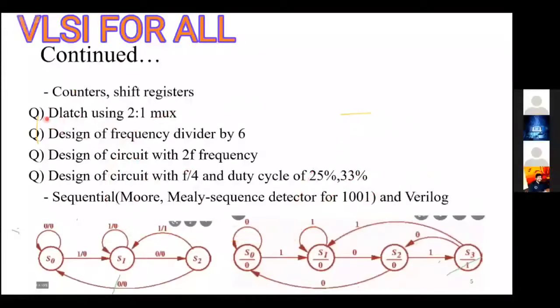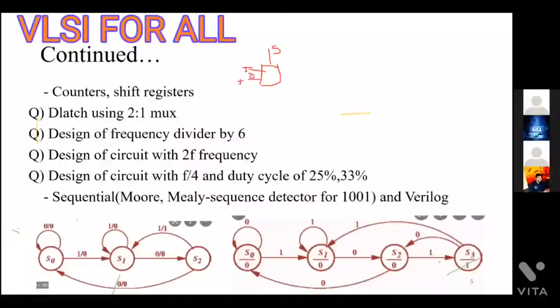Okay. So the first question is a D latch using a 2-to-1 mux. This thing is also easy for you. Like normal, the mux operation is that it has a select line. For a 2-to-1 mux, it has a select line, and depending on the select line, it is going to select input 0 or input 1.